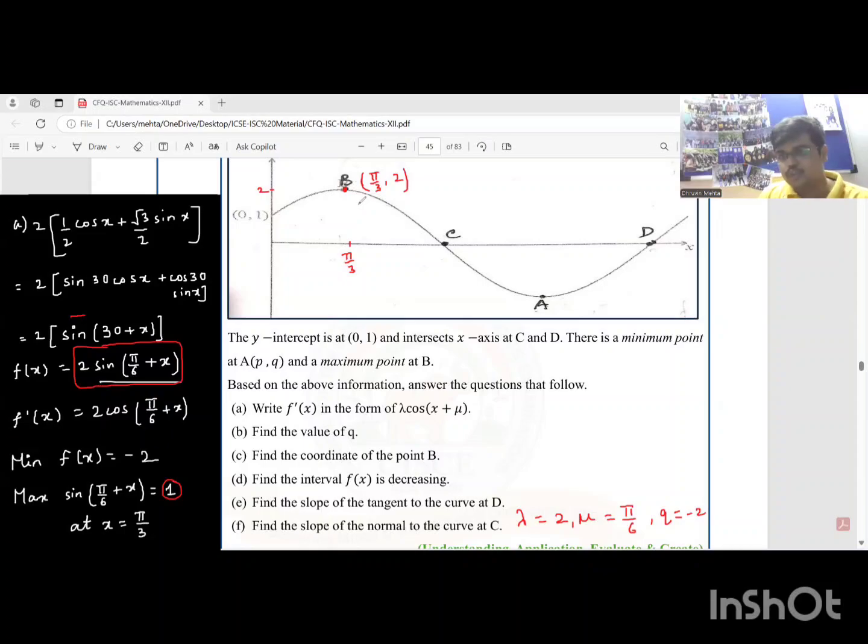The y coordinate is 2. Further, students, we have to find the interval in which f of x is decreasing. Now, students, when we say that f of x is decreasing, do you understand? Derivative has to be less than 0. And we already have the derivatives. So students, you take the derivative and you check where it is decreasing.